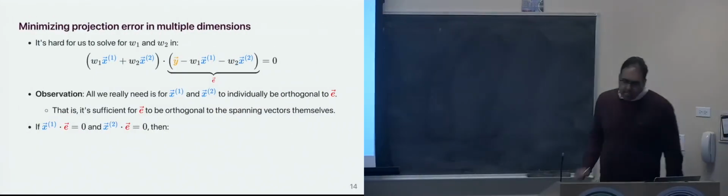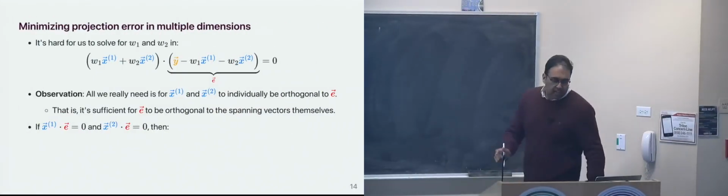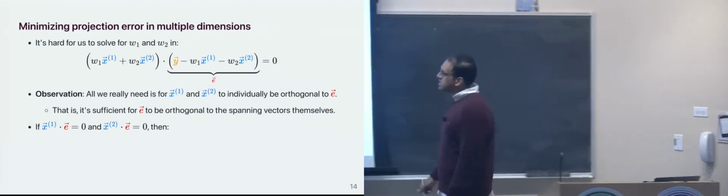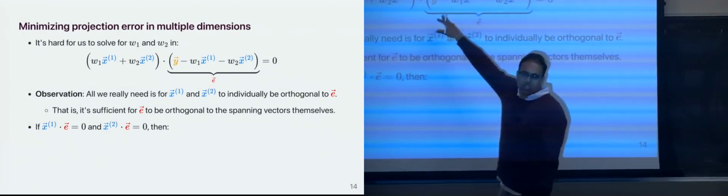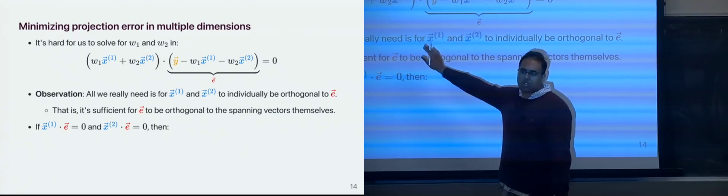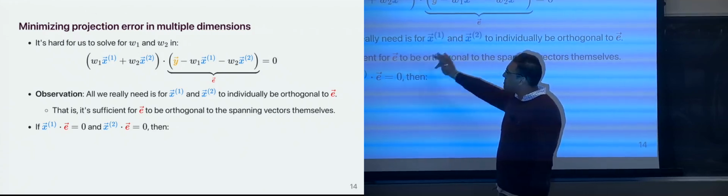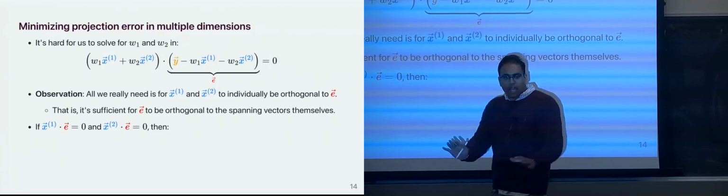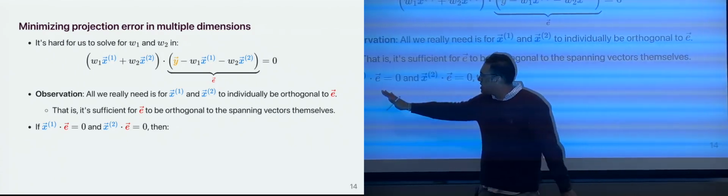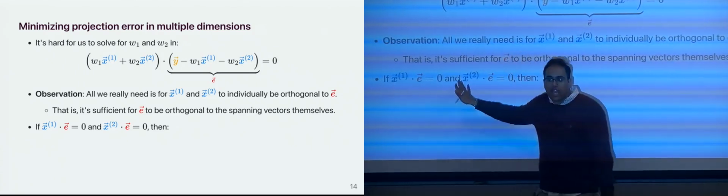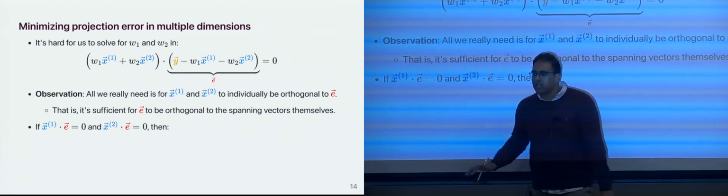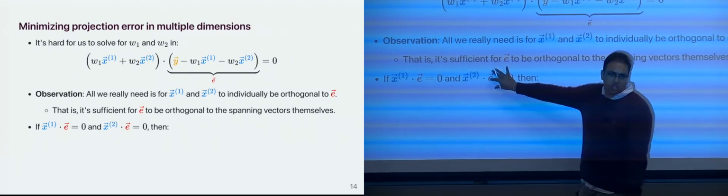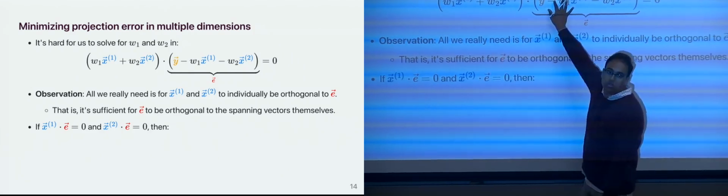But there's one way to simplify it. And the simplifying step that we will use for the rest of the lecture is that trying to solve for w1 and w2 right off the bat is kind of annoying, but there's a simpler assumption I can make. If all I assume is that the error vector is orthogonal to x1 and orthogonal to x2, that is, orthogonal to the two spanning vectors individually, it turns out that just by assuming those two things, this statement also holds true.